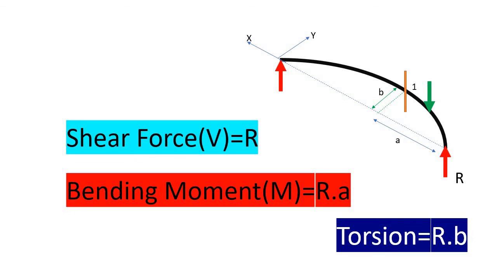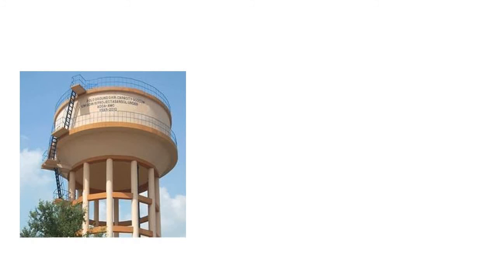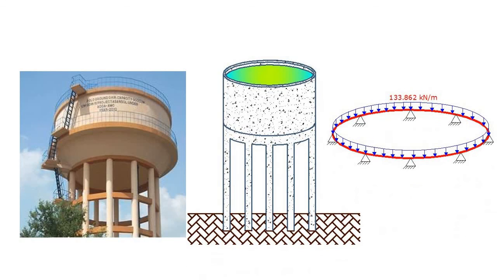Also, if you have ever observed any overhead reservoir for water supply, there you can also see that the topmost beam is actually a bow girder. This also needs to be analyzed just like the one I have shown you right now. So at each section you have to find out the shear force, bending moment and torsion properly to design it. That's it.